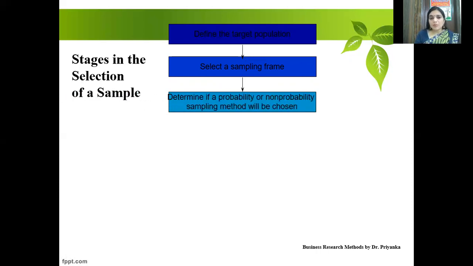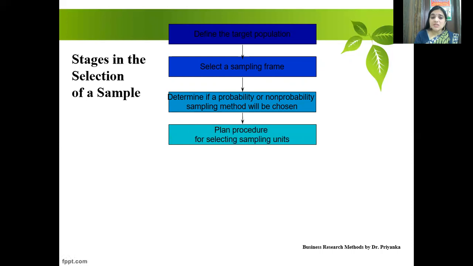Then determine if a probability or non-probability sampling method will be chosen. Which is the method you are going to choose for your target population is also very important here, because when you go with the sampling method, you have so many things to be considered. We will be discussing this particular thing in the next video, how you actually decide a sampling design. These are two major parts of sampling methods: probability or non-probability sampling method. These have further classifications as well.